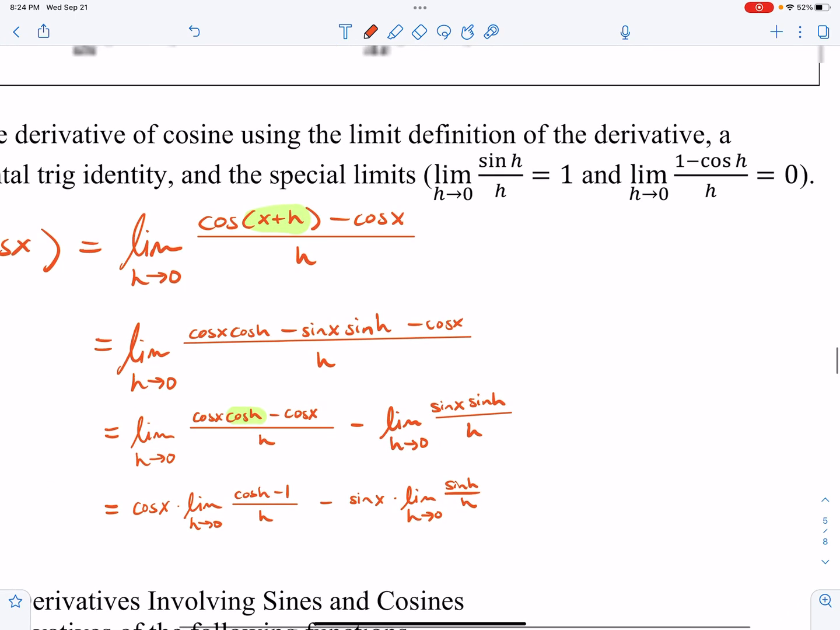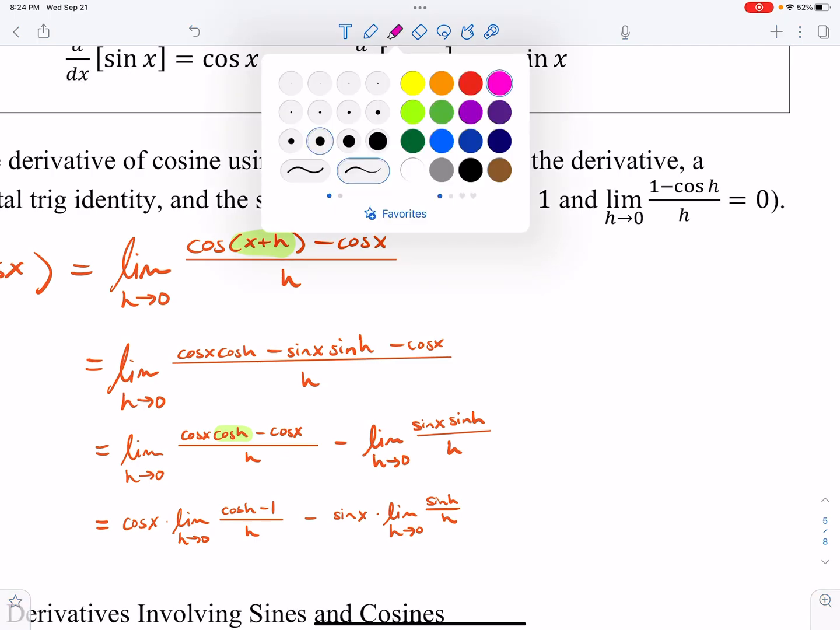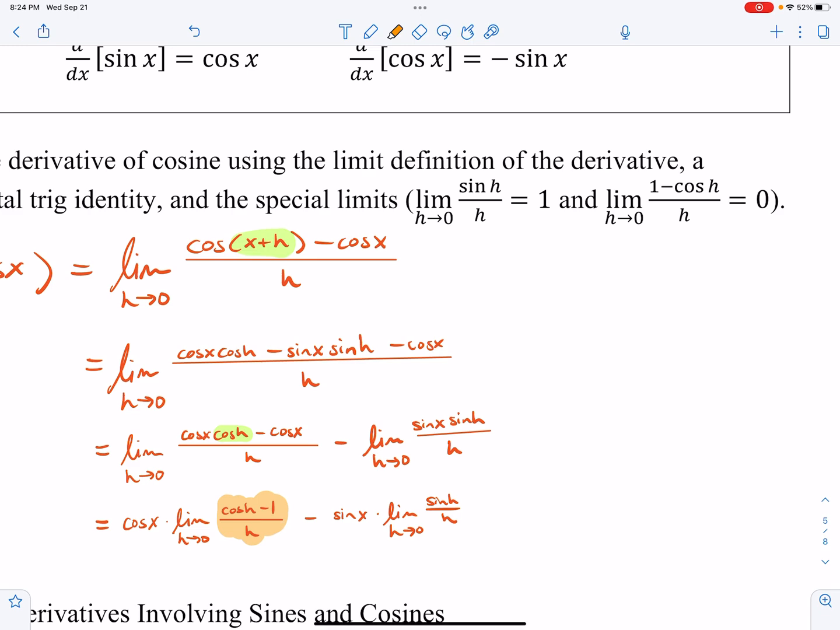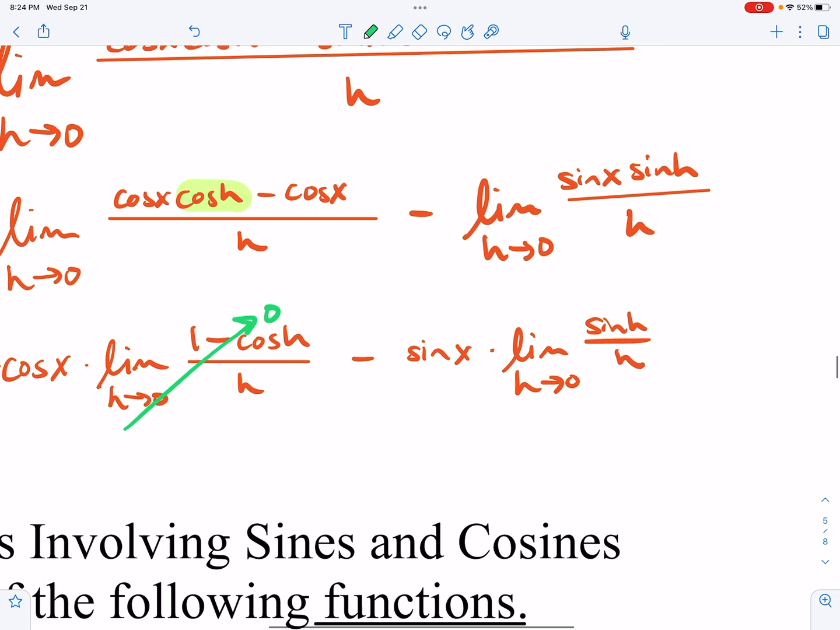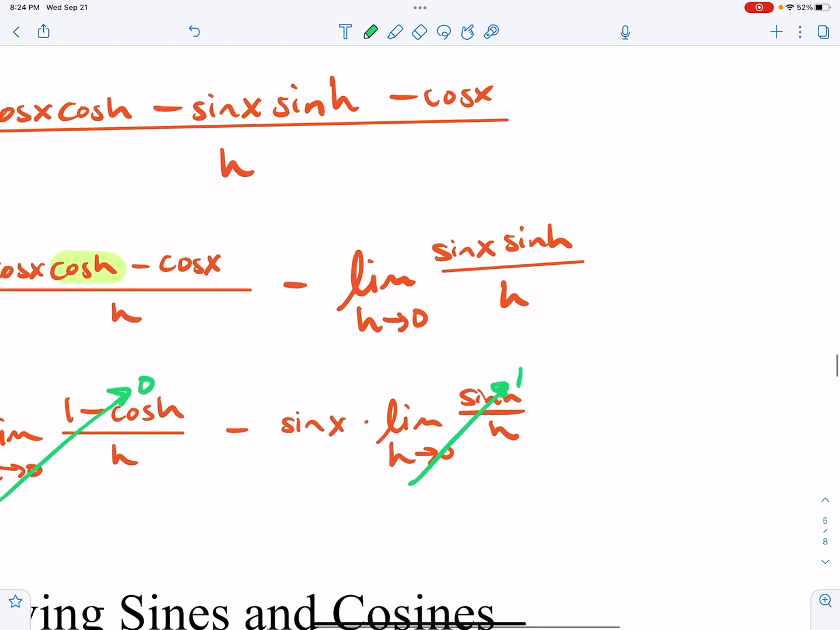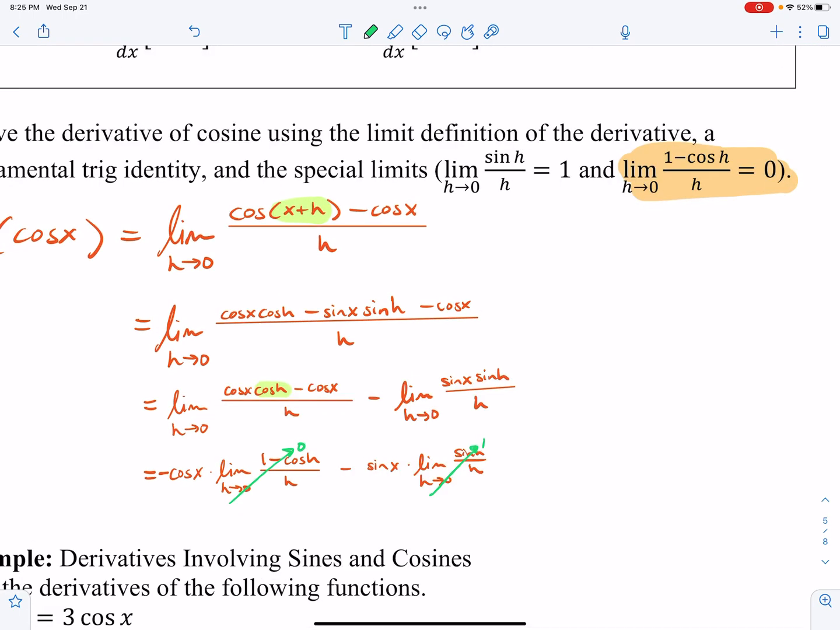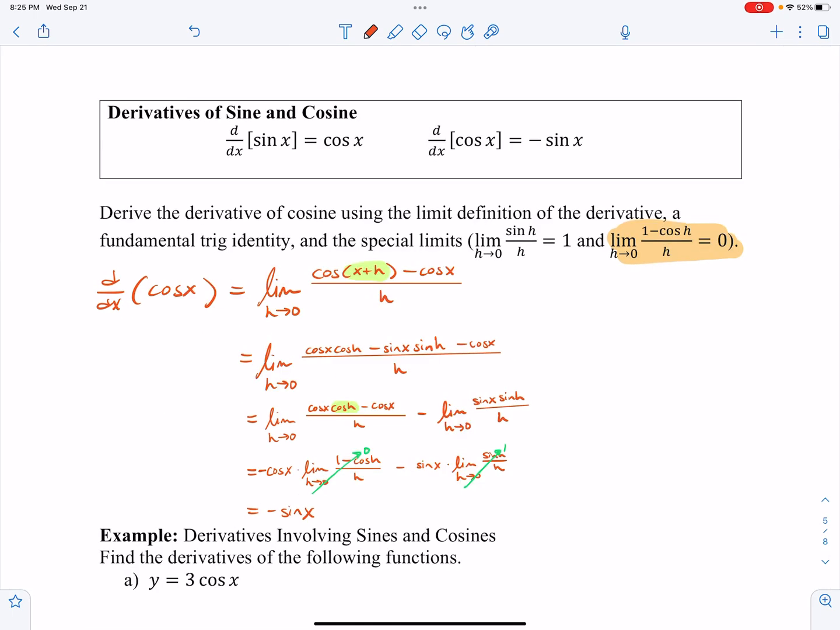Okay. So cosine of h minus 1 over h, that's very close to this limit. There's just been a vertical reflection. You can recognize that that's 0, or we could think about factoring a negative 1 out so that we can match it. But it's not really going to matter, right? Because this limit goes to 0. This limit goes to 1. So then we're really just left with negative sine of x. Okay, so the derivative of cosine is negative sine. Memorize that. Derivative of sine is cosine.